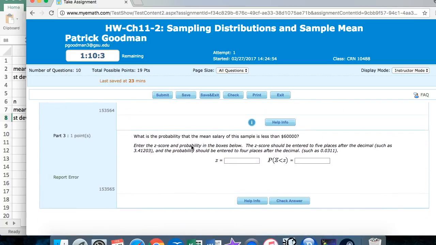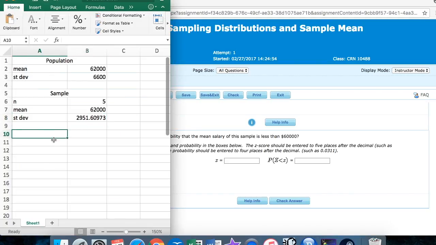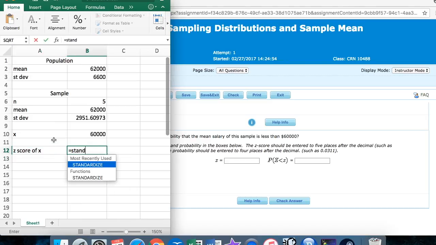But we'll see. Okay, so what is the probability the mean salary of the sample is less than 60,000? Now here, just like I was telling you guys in the beginning, sometimes they'll ask you for the z-score. Here's a case where we need to find our z-score. So how do we find our z-score again? Well, our x value is 60,000. Make sure you have enough zeros there. So then what's our z-score of x? Well, how do we do this again? Standardize. So if you standardize this, take your x value, take your mean, and then take your sample standard deviation. So the z-score is this right here.